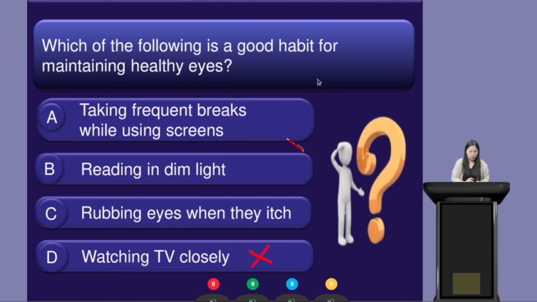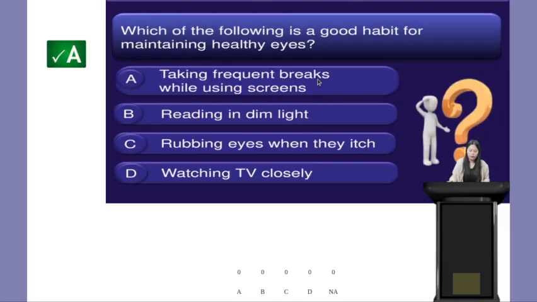Rubbing eyes when they itch. No, rubbing eyes is also not a good habit, right? Reading in a dim light is also not a correct way to take care of our eyes and maintain healthy eyes. So options B, C, D are not a good habit for maintaining healthy eyes. So the correct answer for this question is option A, that is taking frequent breaks while using screens.